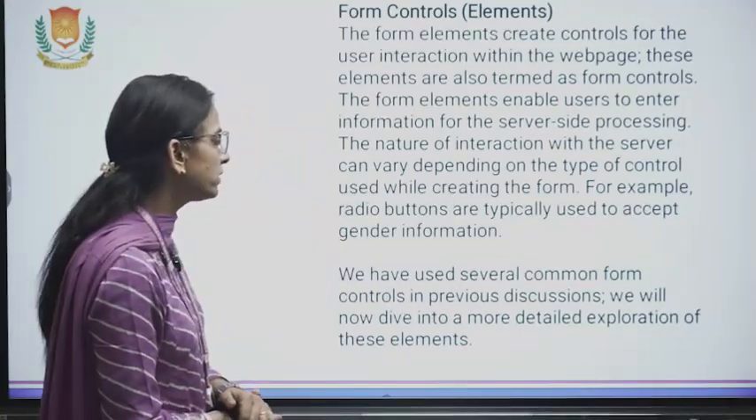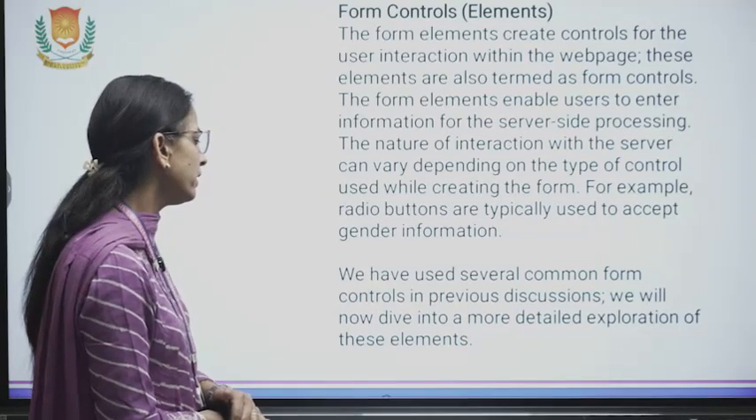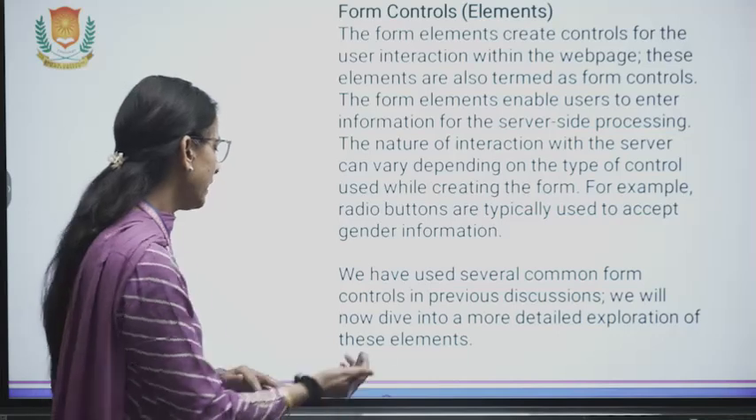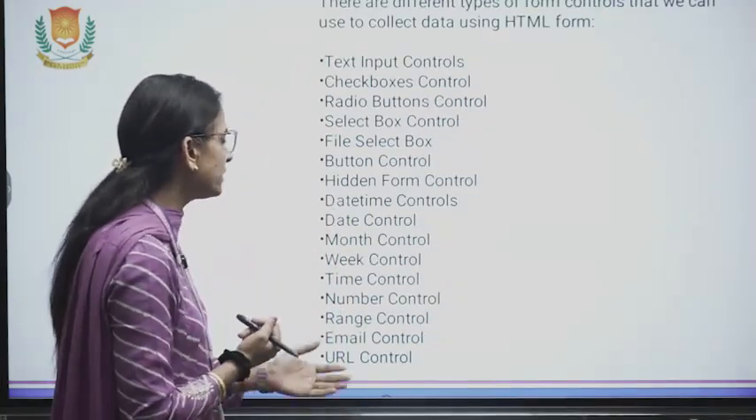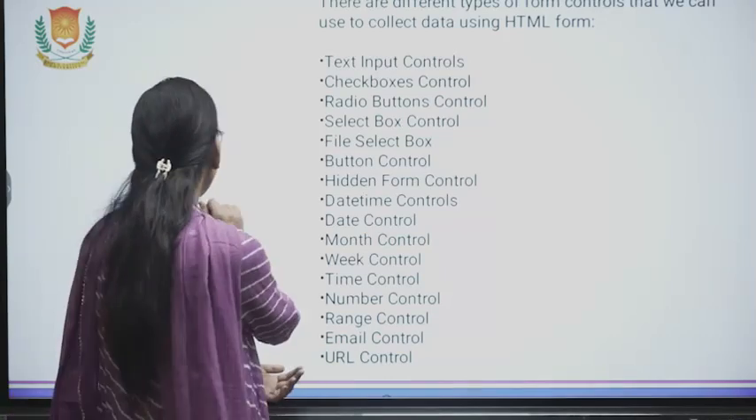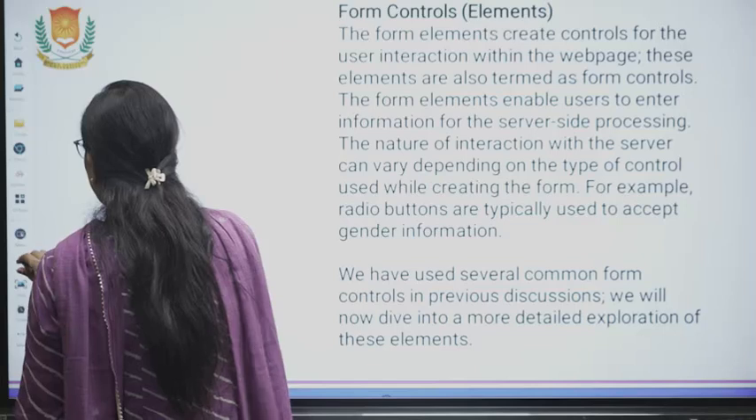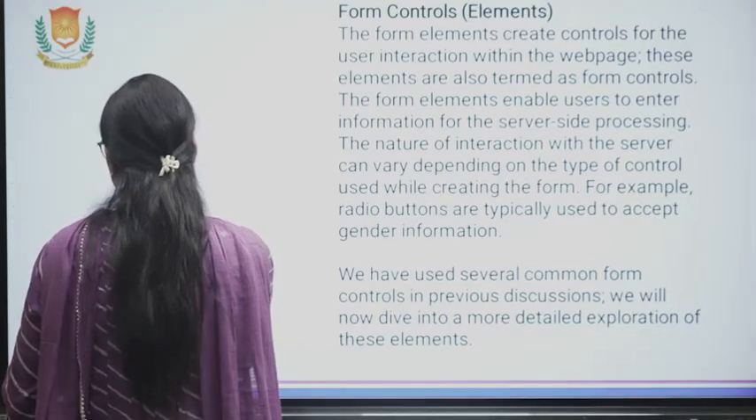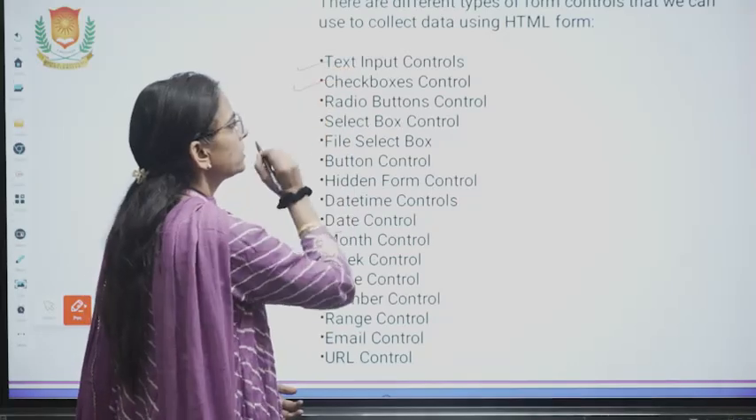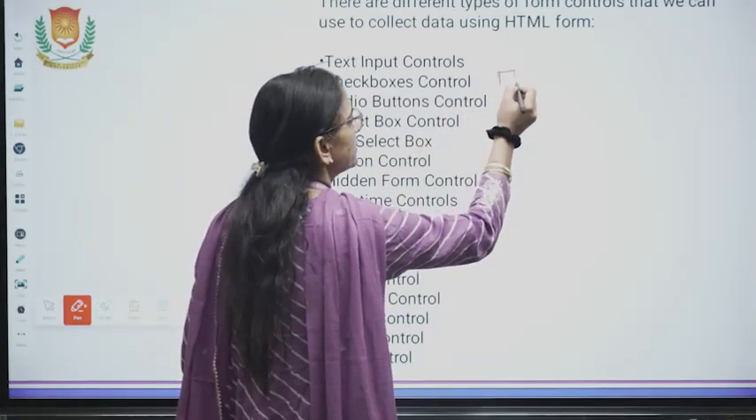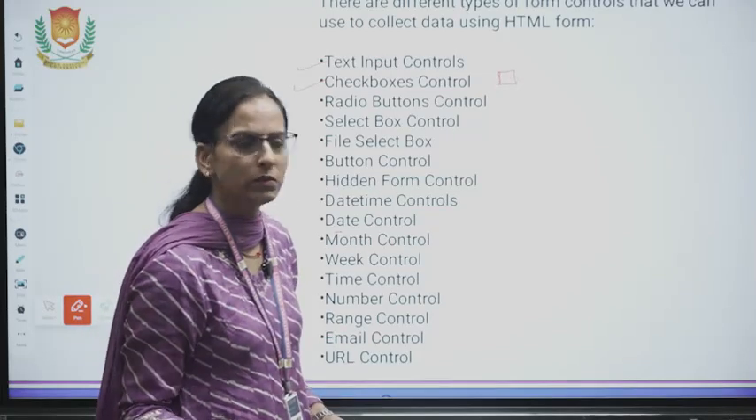We used several common form controls in the previous discussions. Now we will delve into a more detailed explanation of these elements. These are some of the controls we have discussed in the previous class. Now we will discuss them in detail. So text boxes, check boxes. Check boxes are these square boxes where multiple options can be selected from the given ones.